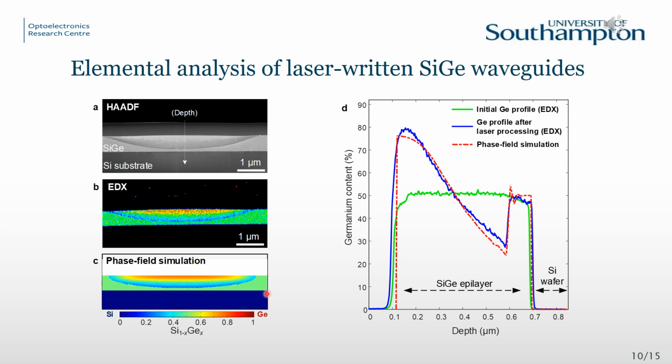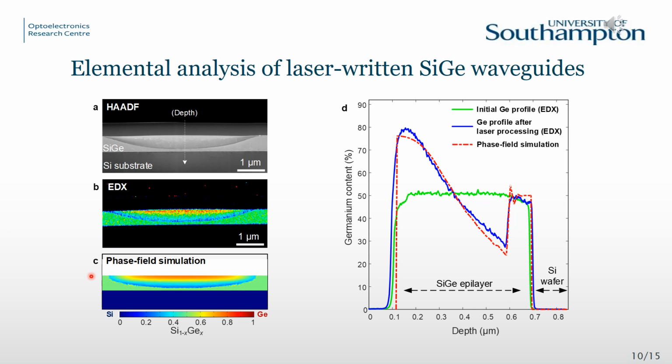To conduct a quantitative comparison, the cross-section of a silicon germanium microstripe, laser written at a scan speed of 200 mm per second, was analyzed using scanning transmission electron microscopy with energy dispersive X-ray spectroscopy. The high-angle annular dark field image shows the material contrast in figure A due to the redistribution of the composition in the melted region, as given by the EDX map in figure B. Our simulated result in this figure was calculated neglecting the thermocapillary convection, but using the actual experimental thickness of the silicon germanium epilayer and the width of the laser-written stripe.